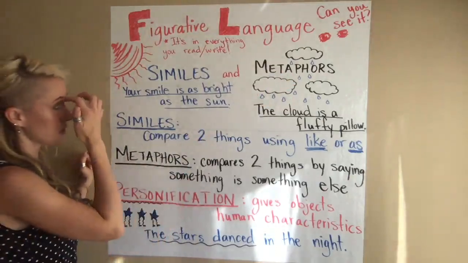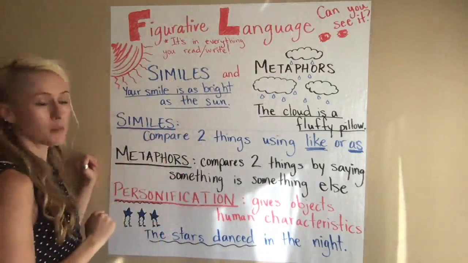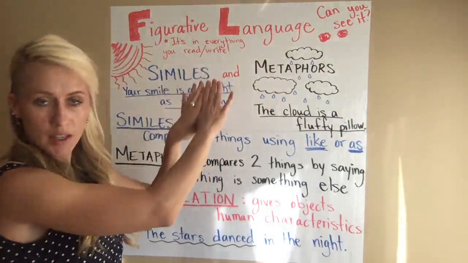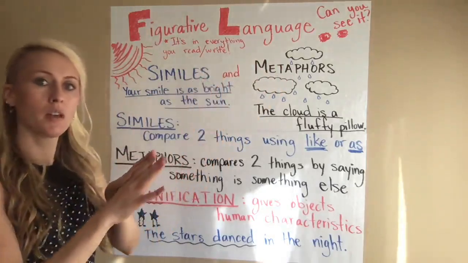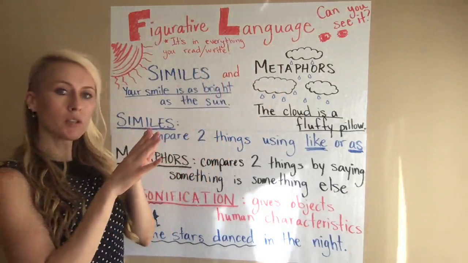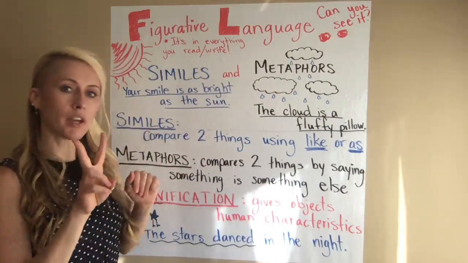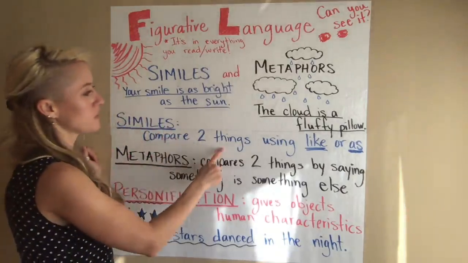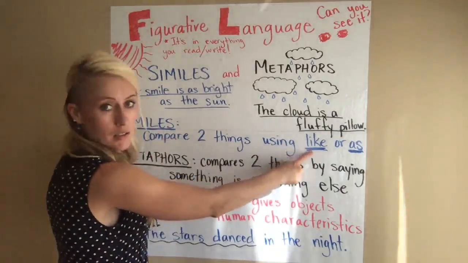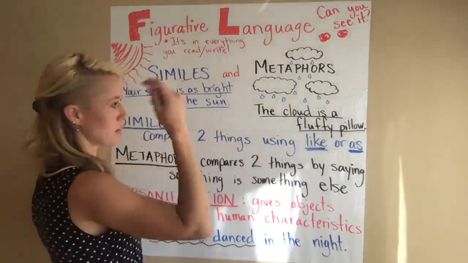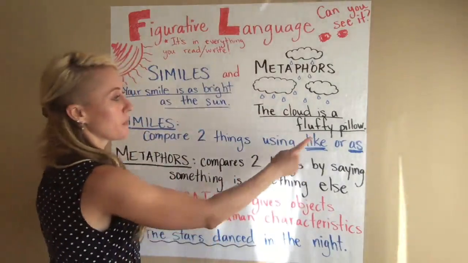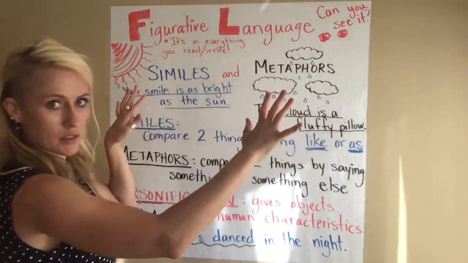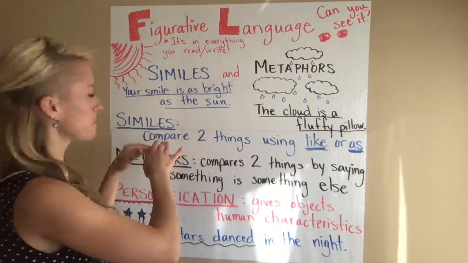So first, simile. A simile is what? So similes and metaphors, I've grouped them together because they're comparisons. When we use similes or metaphors, we're always comparing two different items, but the way that we do it is different. Similes compare two things using like or as. Very important, okay? Make sure that you write this down. If you see a sentence that has like or as and it's comparing two different ideas, it's probably using a simile. Okay, simile.